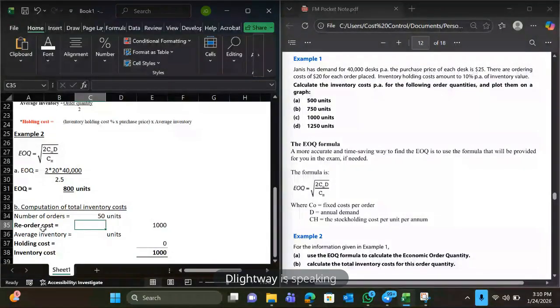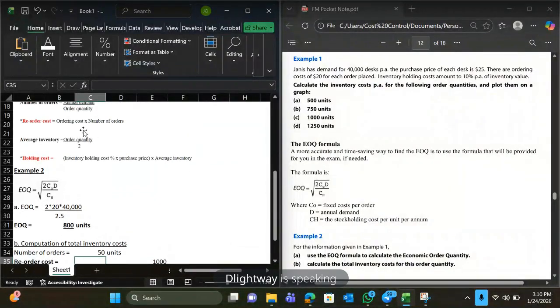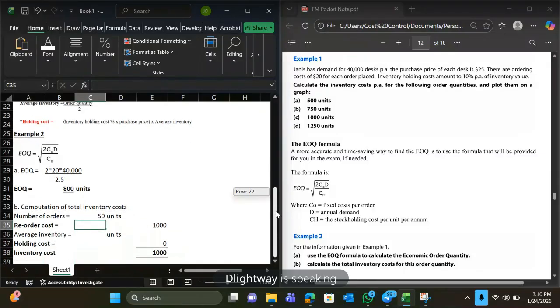Now the reorder cost. In order for you to calculate your reorder cost, there's also a formula for it. Your reorder cost is your ordering cost multiplied by the number of orders. And what's our ordering cost per unit?